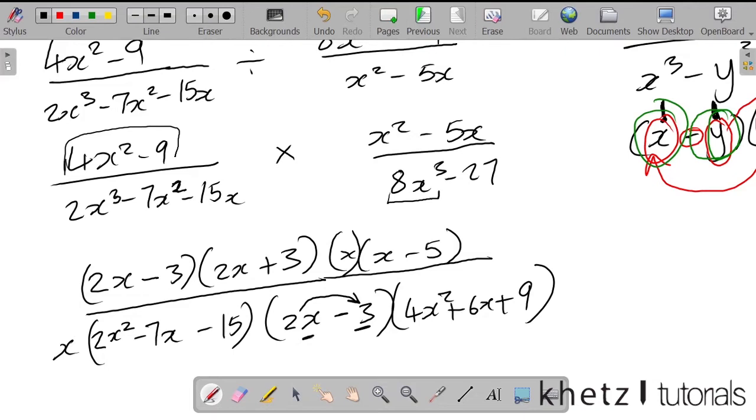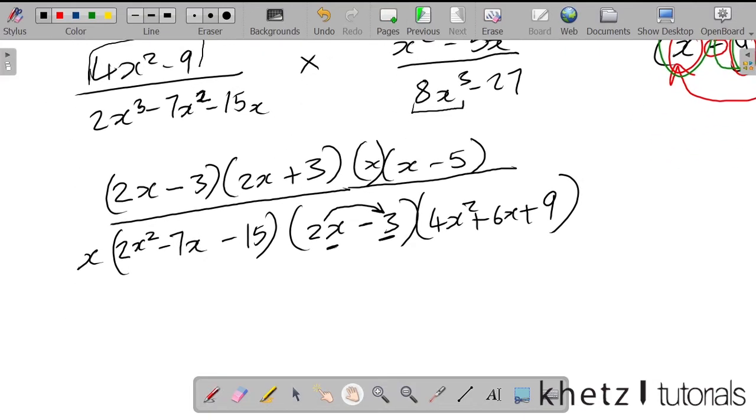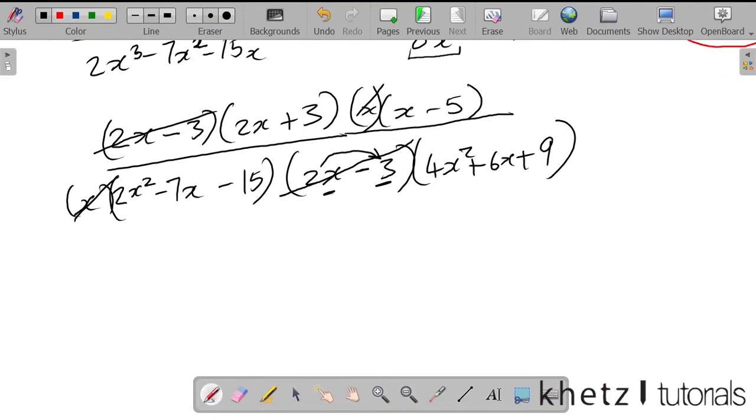Now, as we continue, you'll notice that at the top you have x, and at the bottom you have x, so those cancel out. And at the top you have 2x subtract 3. At the bottom you have 2x subtract 3. Those cancel out as well. So now, after cancelling those, you should have this left.